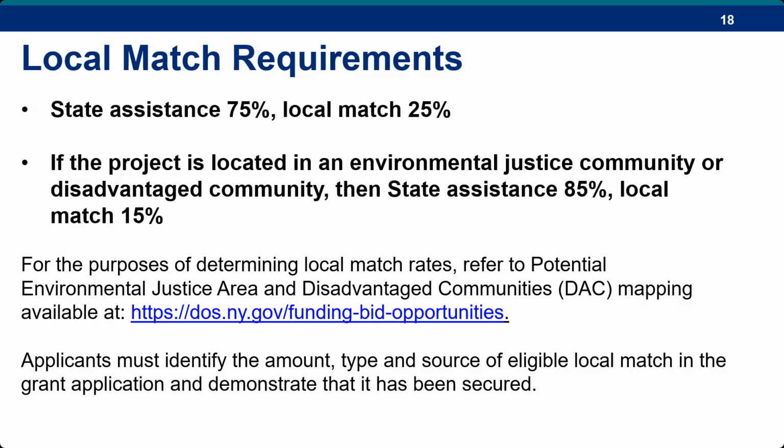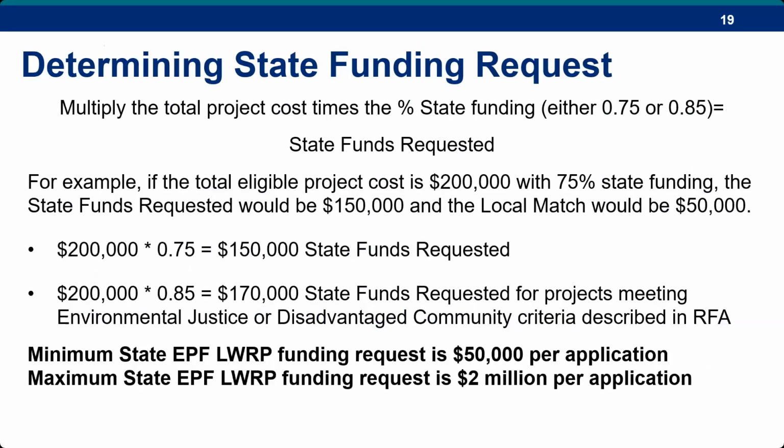Applicants must identify the amount, type, source, and eligible local match in the grant application and demonstrate that it has been secured. Failure to do so will result in a reduced award amount for qualifying applications. Determining your state funding request. As shown in this example, to calculate the state funding request, take your total eligible cost and multiply by the appropriate percentage of state assistance.